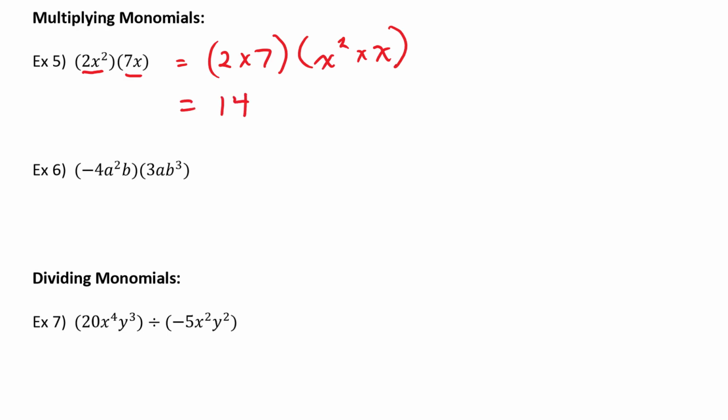Now remember our exponent laws here. We have 2 exponents with the same base. Remember, you don't see the exponent there, so you assume it's a 1. What happens when we multiply 2 exponents with the same base? We add the exponents together. So x cubed becomes the answer there. Try the next one on your own.